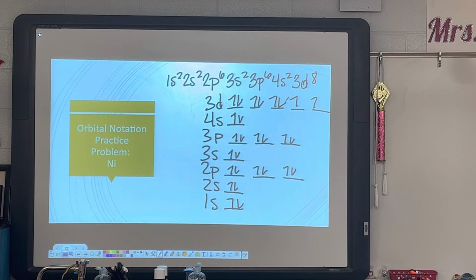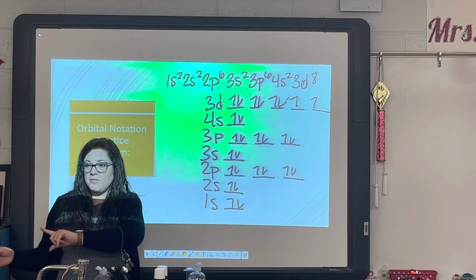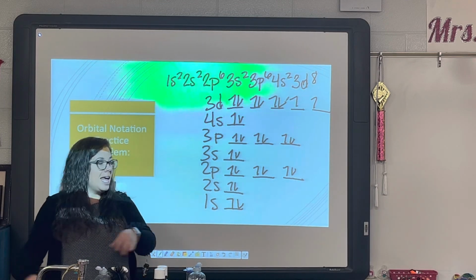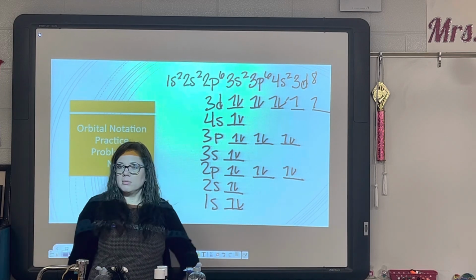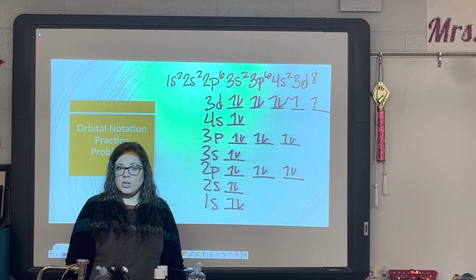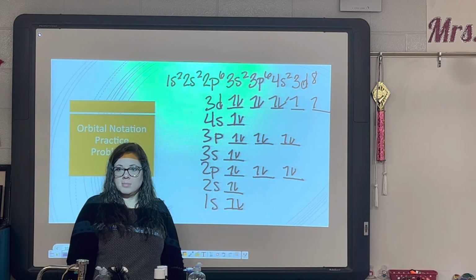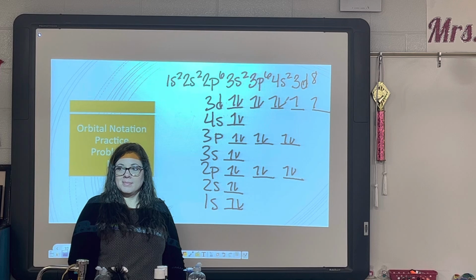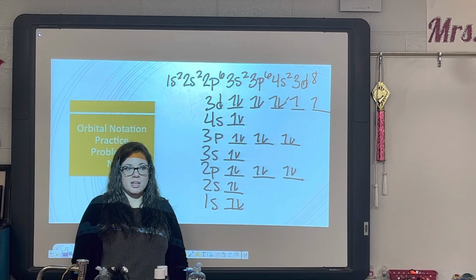So on your quiz on Friday, you have to do the electron configuration, the noble gas configuration, the shorter way, and the orbital notation. All 3. Questions? And they do this in freshman chemistry in college.